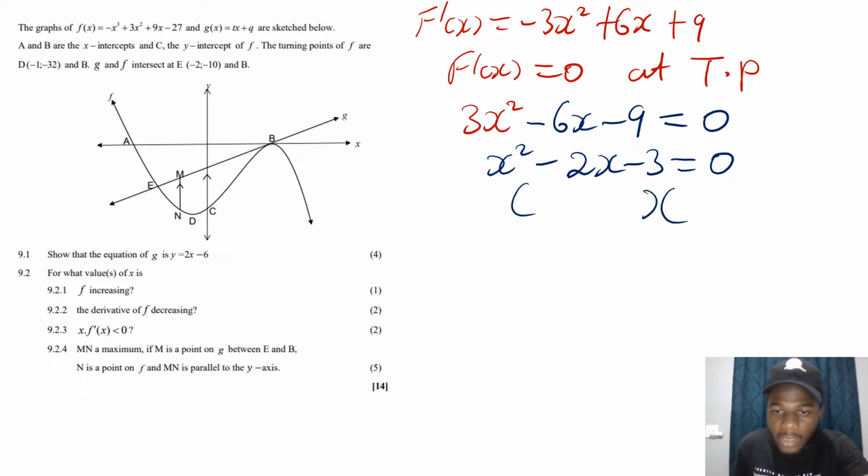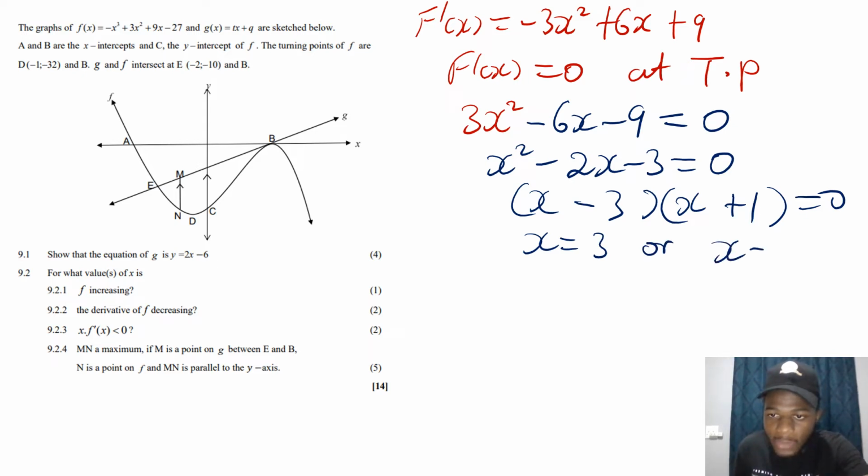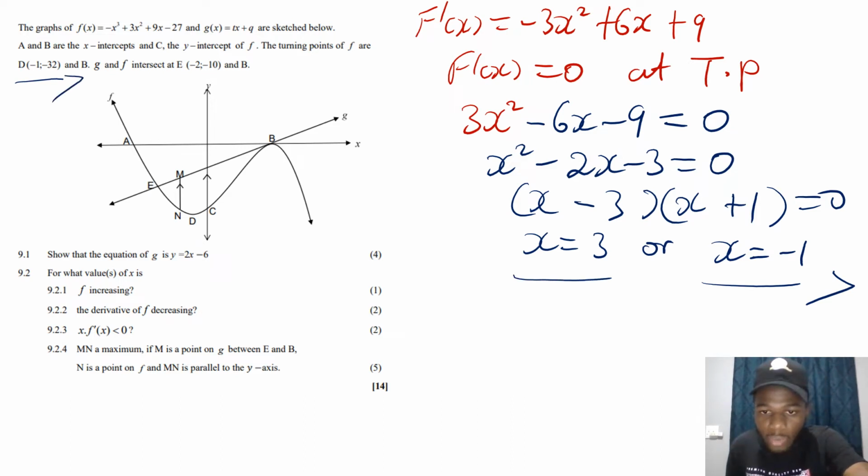Then we can factorize our equation. We'll be having (x minus 3)(x plus 1). Then our x is going to be 3, or our x is going to be -1. So these two values of x are the values of x at the turning points, and the one of -1, as you can see there, is for point D. It means this one of 3 is for point B, and point B is also the x-intercept.